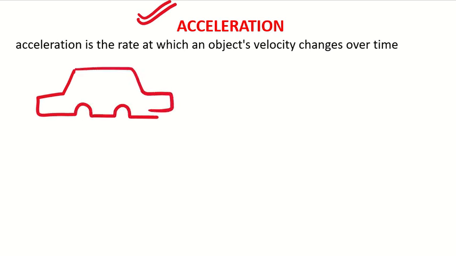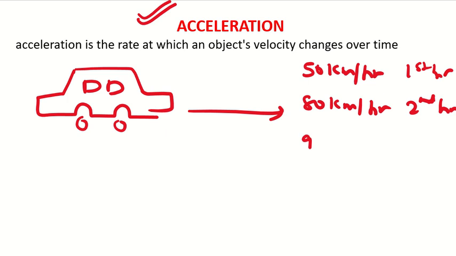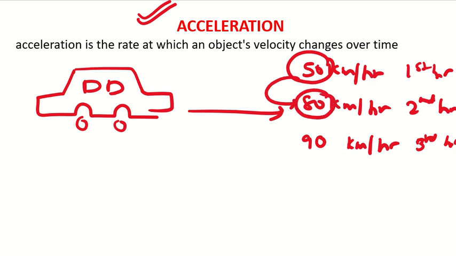Okay, let us take the example of the car itself, right? So the car is moving. We have studied non-uniform motion. What was happening was, for the first hour its speed was 50 kilometer per hour. Then it went to 80 kilometer per hour for the second hour. Then it went to 90 kilometer per hour. Now, what is happening when the speed goes from 50 to 80 kilometer per hour?